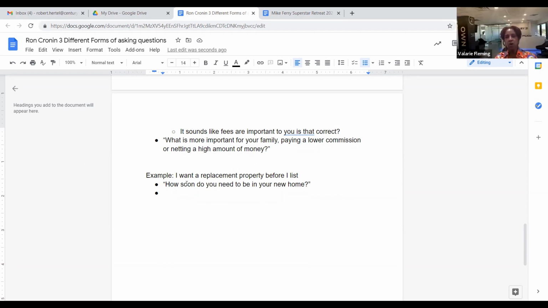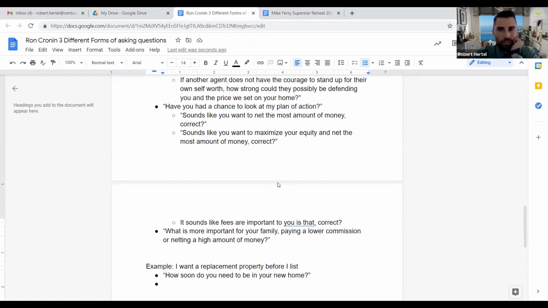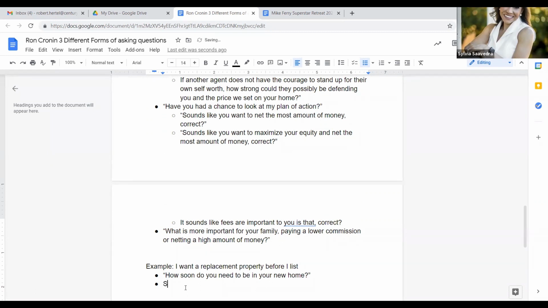Because if they tell you the answer to that, then you have to ask the next question. Do you think it's important for your house to be on the market now? I don't know, there's like a whole thing to that. I get it. No, I think you're on the right track there. Look at some of the yes or no questions on the previous one. Oh, I like that one. It sounds like you really want to make sure you find your home before you list your home.